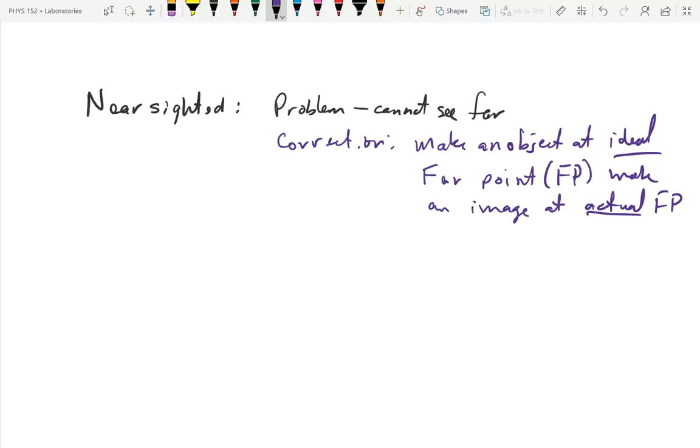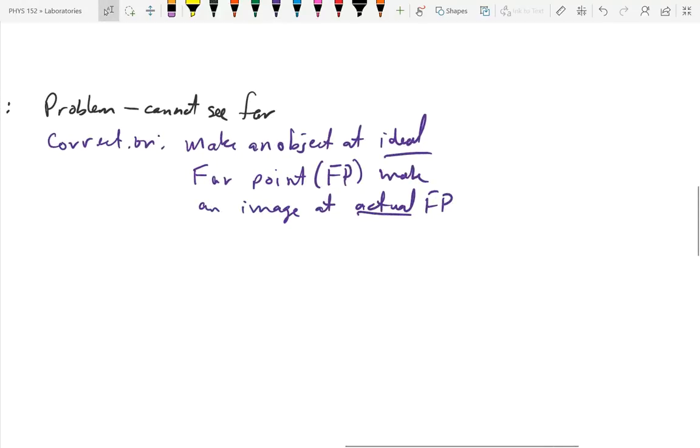So what I want is to wear eyeglasses that, when an object is at the ideal far point, how far do I wish to see? I wish to see infinitely far away. I want to look at those distant hills and be able to focus. Now I'm not going to see a lot of detail because they're going to be small angles, but I want to be able to focus. So the ideal far point is infinity. So I want to have an object at infinity and then put a lens that's going to make an image at my actual far point.